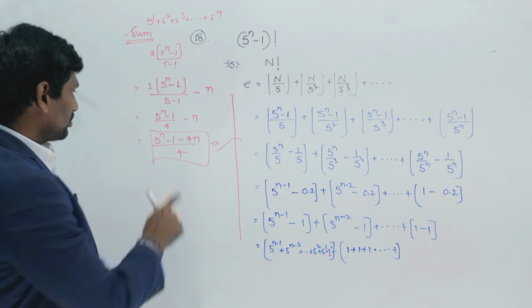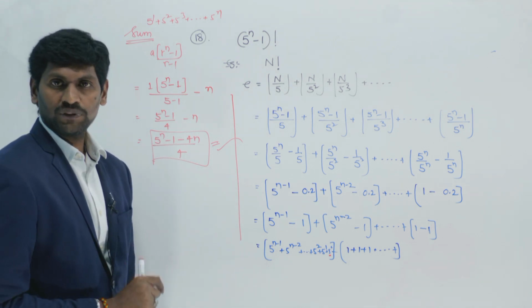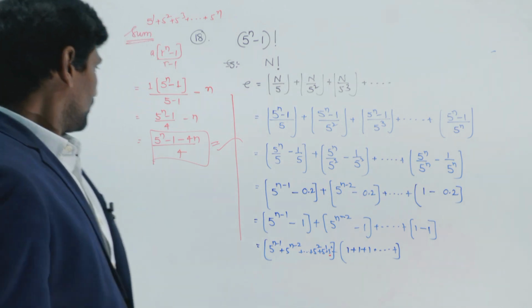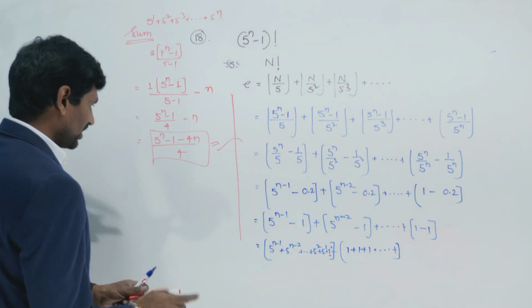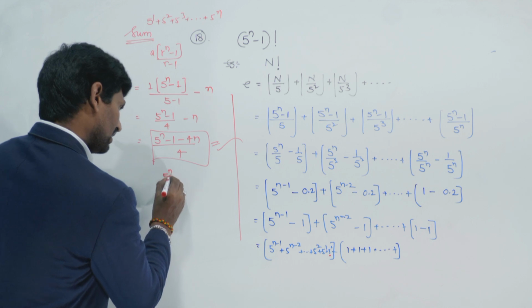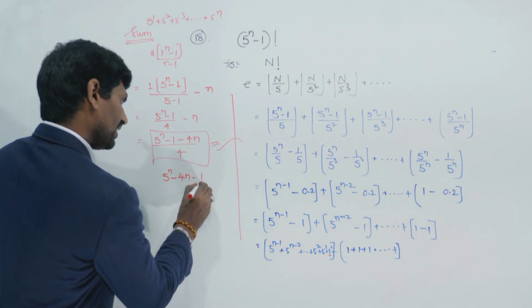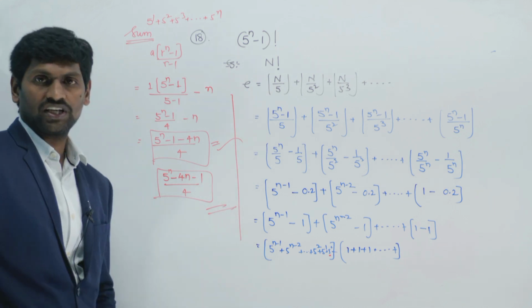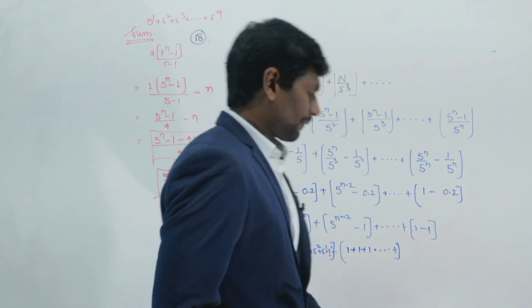Okay. So 4 into n, 4n. Clear? Yeah, this is our required answer. So if you want to write in order, you can write 5 power n minus 4n minus 1 by 4. Yeah, please note it, children.